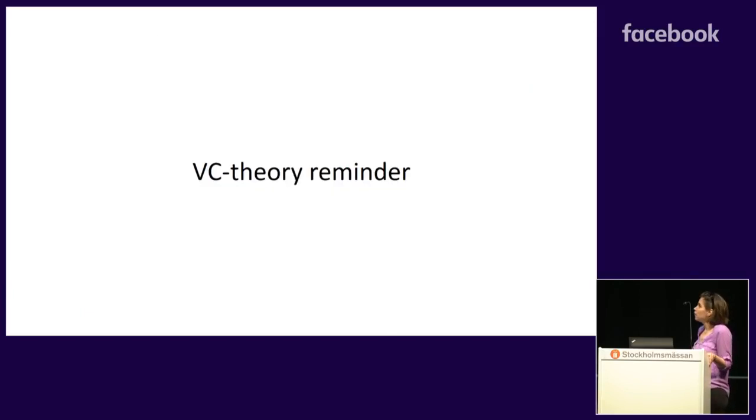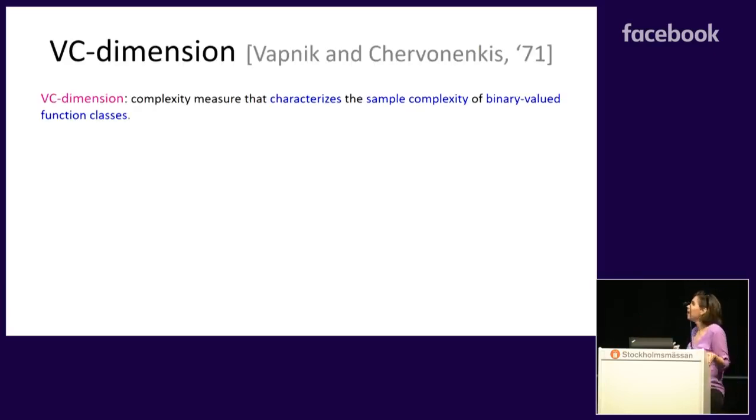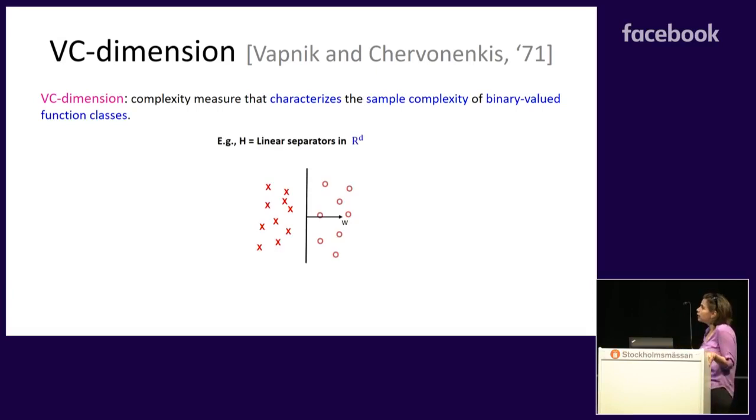Okay, but before doing so, just to make sure that we're on the same page, I'm going to do a quick 5 minute reminder of what VC dimension and pseudo-dimension are using pictures. So when we are trying to understand the complexity of binary valued functions like linear separators in R^d, that are just functions that label things, say, on one side as positive and on the other side as negative, we typically use the VC dimension, which is a measure that exactly characterizes the sample complexity of binary valued function classes.